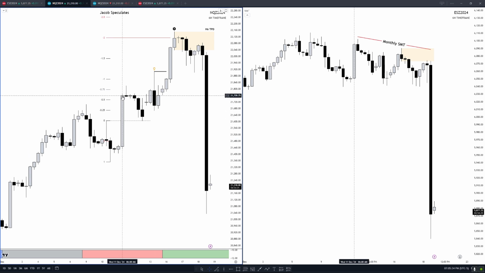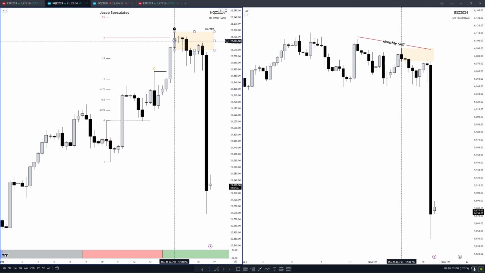Whenever we reversed right here, we formed a non-sequential SMT and then broke away from it, traded back higher, forming another SMT. So this was unsymmetrical price action, and that is why price ran through it one more time before officially reversing. So this was the real SMT right here. And as you can see, the 6-hour TPD right there, forming the high of the month.